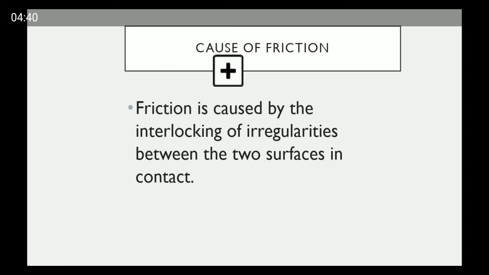Now we will study the cause of friction. Why does friction act? Friction is basically caused by the interlocking of irregularities between the two surfaces in contact. This was the simple cause of friction, in a simple way of understanding. In higher classes, you will study the cause of friction more deeply.